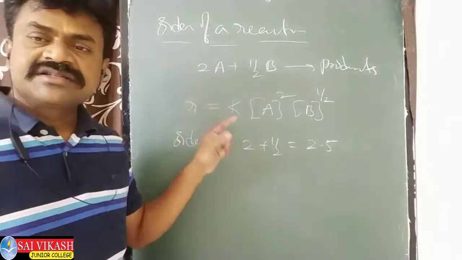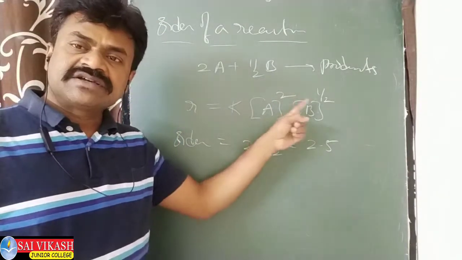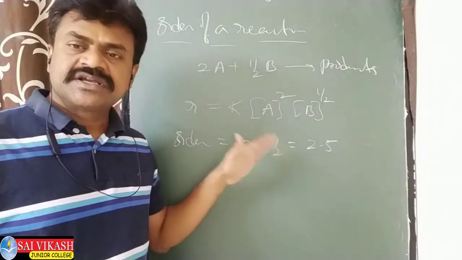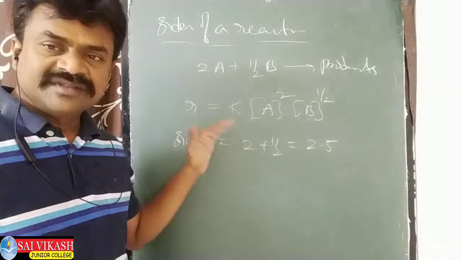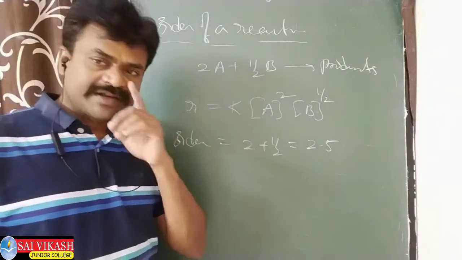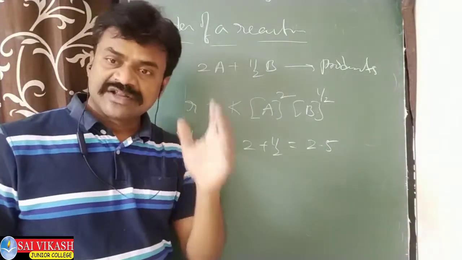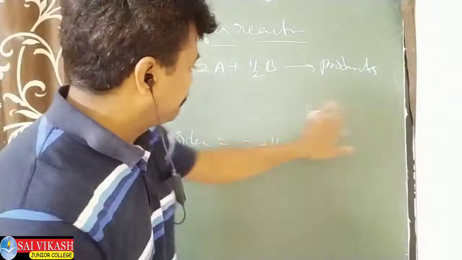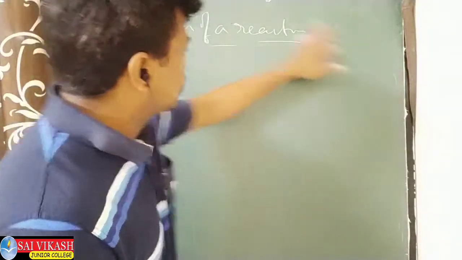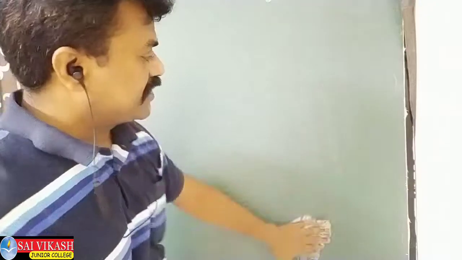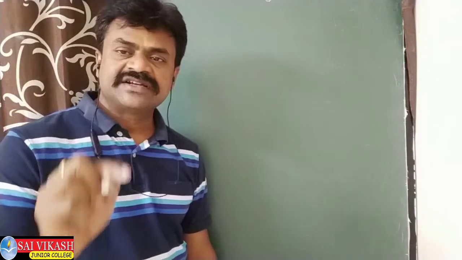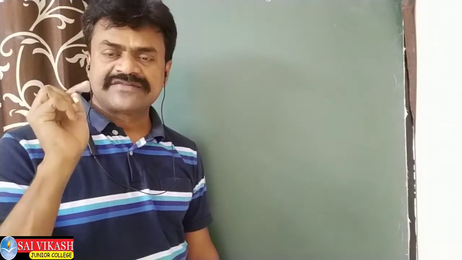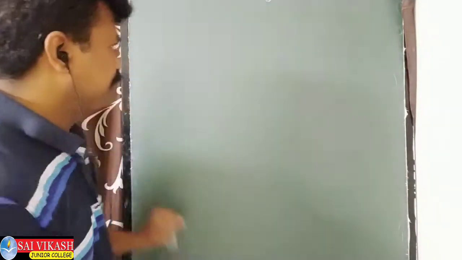See, it means the sum of the powers of the concentration terms present in the rate equation, only the rate equation. Then it is called the order of reaction. I will give another example also. This is a statement I have given. In this also some conditions are there. These conditions everybody has to listen carefully.